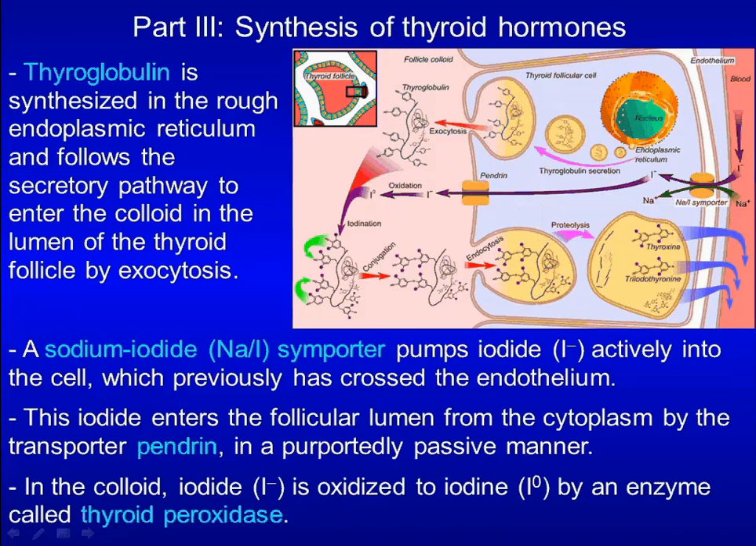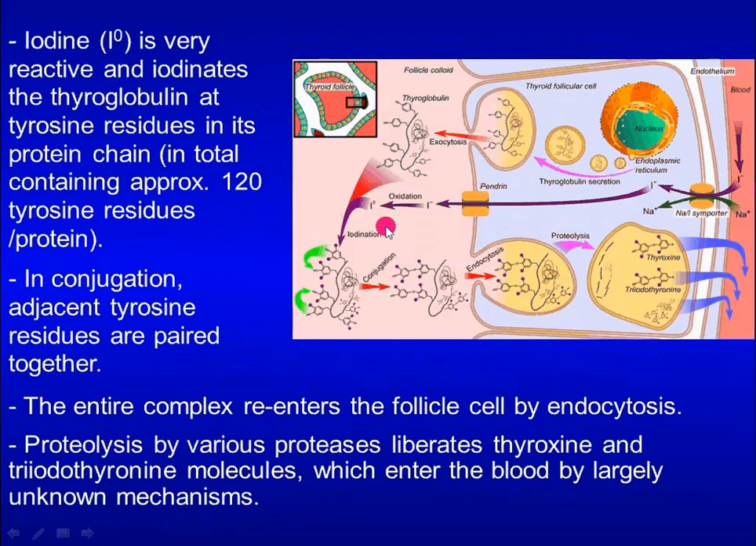In the colloid, iodide is oxidized to iodine by the enzyme thyroid peroxidase. Iodine is very reactive and iodinates the thyroglobulin at tyrosine residues. In conjugation, adjacent tyrosine residues are paired. The entire complex re-enters the follicle cell by endocytosis. Finally, proteases liberate thyroxine and triiodothyronine, which enter the blood.